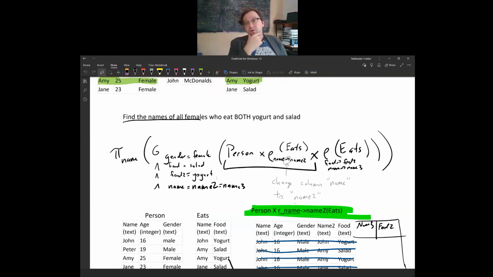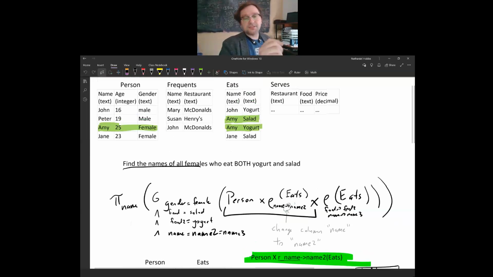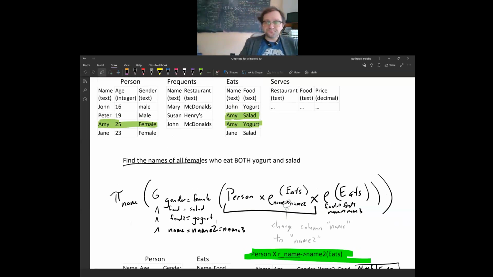Okay, now here, this is where we left off. Find the names of all females who eat both yogurt and salad. In the previous query, we wanted results for either or: they eat salad or they eat yogurt or both. In this case, we want them to be exclusively salad and yogurt eaters.